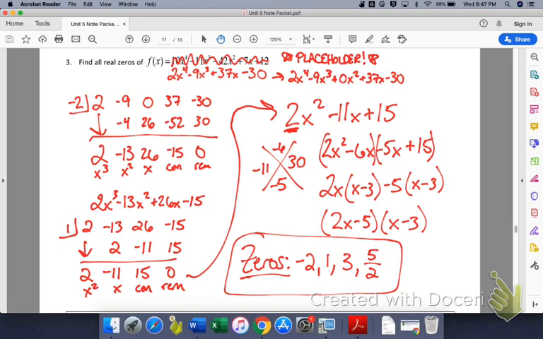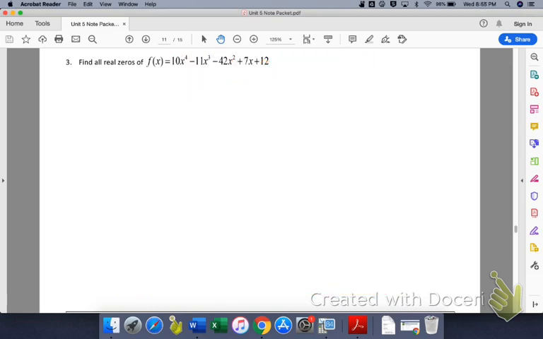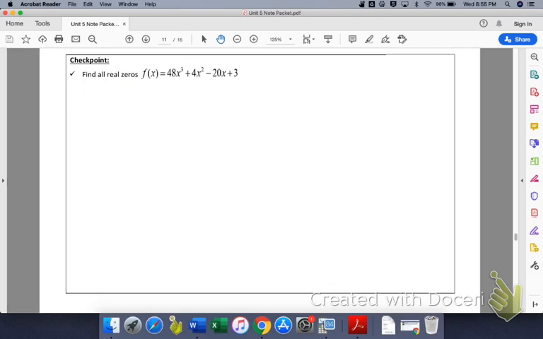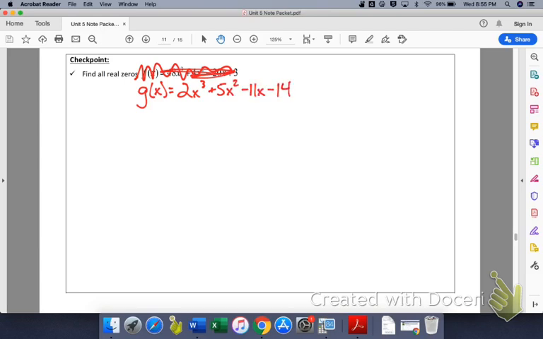The last example that's underneath that, again, you can find the answer key for on Schoology in the no packet answer key. The last problem, once again, is really gross with the numbers that are originally there. If you would like to try it, this is the function that you will see in my answer key: g of x equals 2x cubed plus 5x squared minus 11x minus 14.